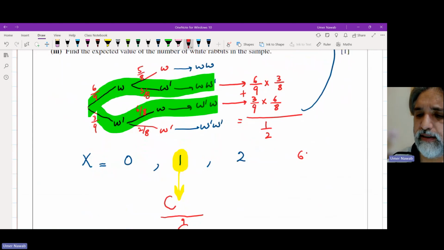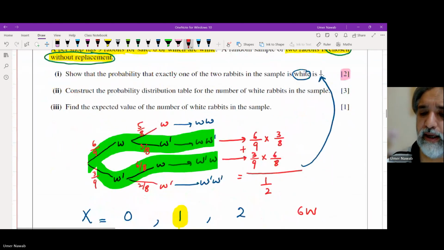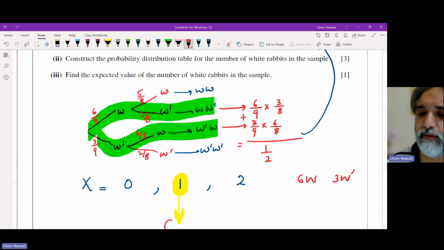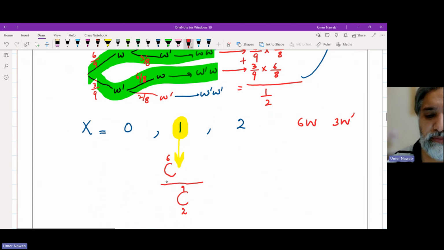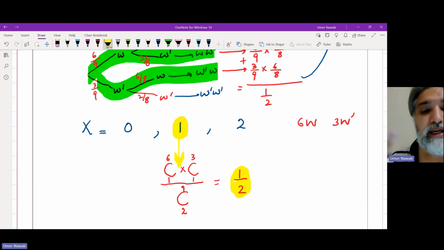We were having 6 white rabbits and 3 not white rabbits. So out of 6 white rabbits, I'm gonna pick 1 white rabbit. As you can see, 0, 1, 2 is representing the number of white rabbits, and not white rabbits are 3. Definitely, I'm gonna pick 1 because 1 plus 1 has to be 2. Let's check what our answer is. From the calculator, I also got 1/2. Now, Mr. Omar, we are getting the same answer. So why did you say that we cannot use combinations?